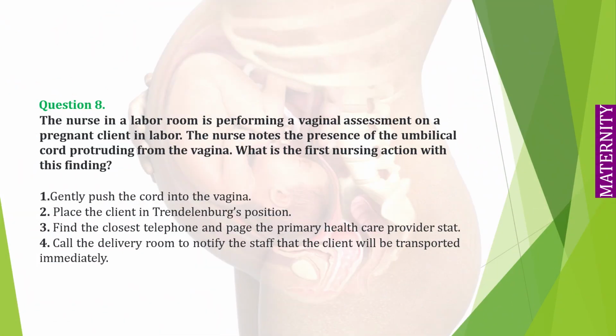Question 8. The nurse in a labor room is performing a vaginal assessment on a pregnant client in labor. The nurse notes the presence of the umbilical cord protruding from the vagina. What is the first nursing action with this finding?